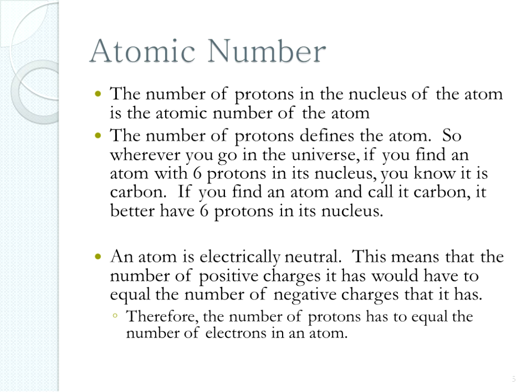So wherever you go in the universe, if you find an atom with 6 protons in its nucleus, you know it's carbon. If you find an atom and call it carbon, it should have 6 protons in its nucleus. The other piece of information is that an atom is electrically neutral. This means the number of positive charges has to equal the number of negative charges. Overall, the pluses and minuses balance out. So if the atomic number tells you the number of protons in an atom, it also tells you the number of electrons.